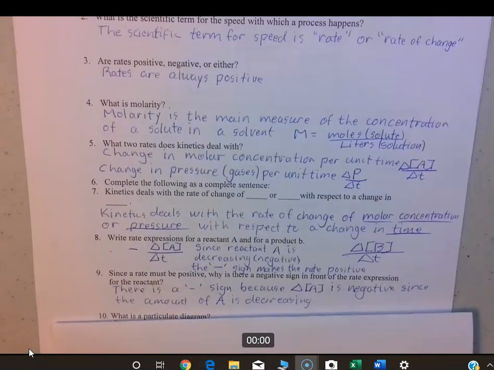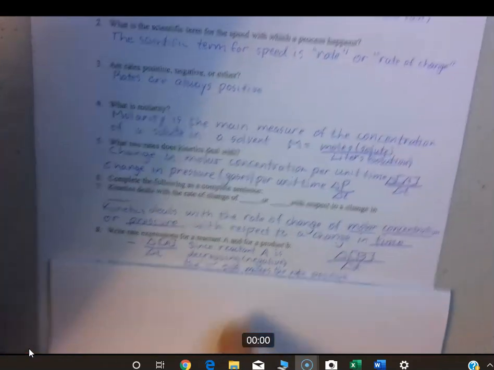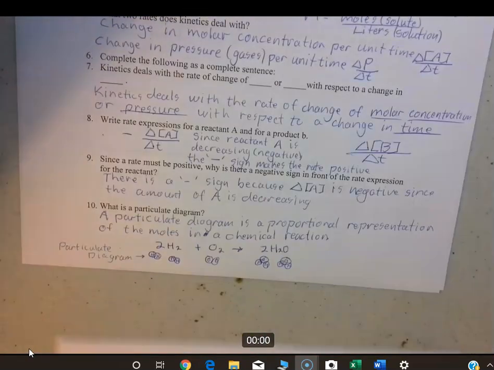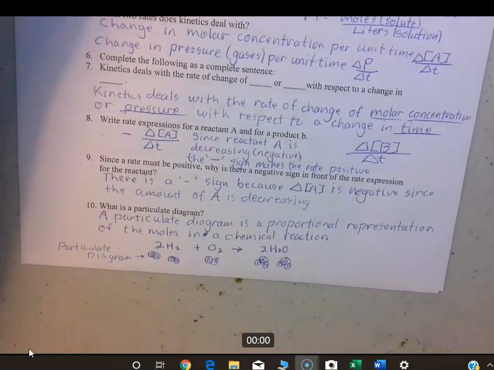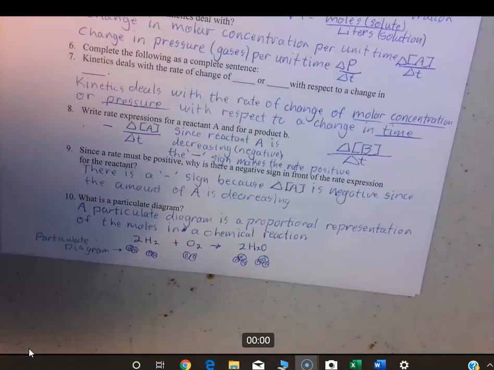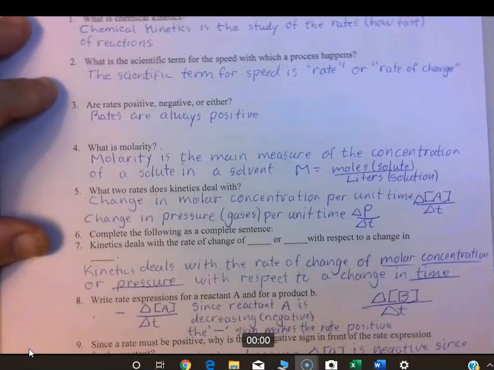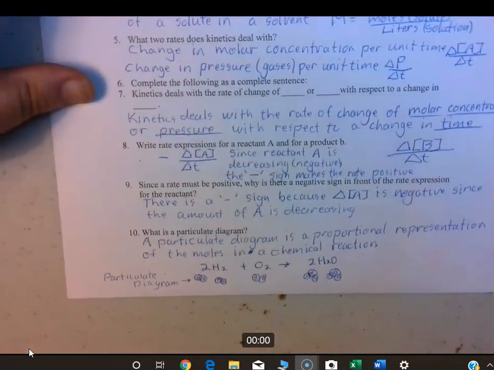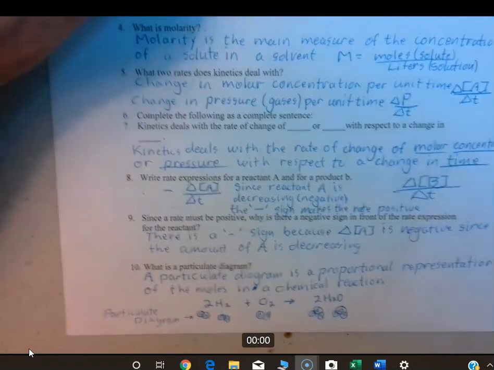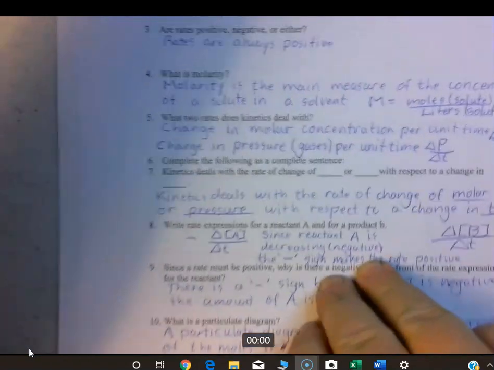Okay, what is, slide this up a little. And what is a particulate diagram? A particulate diagram is a proportional, this right here.